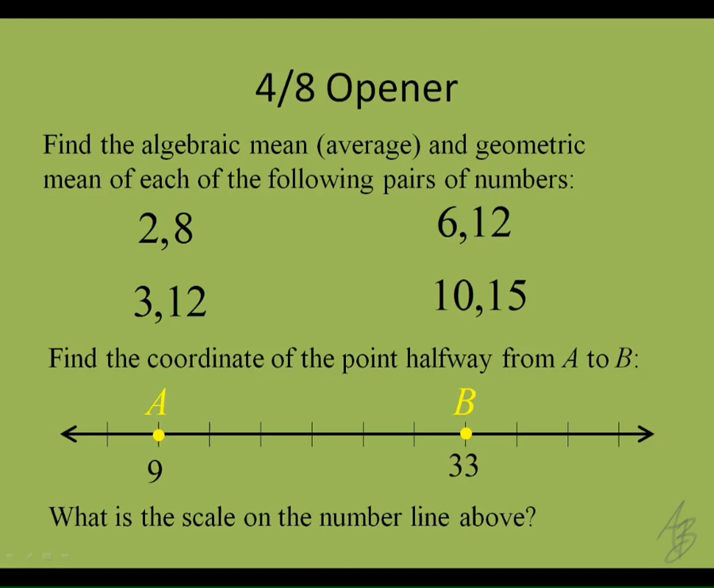Counted them off. And somebody be specific. Tell me what you did. Tiffany? I did 33 minus 9. Okay. And then I got 24. And what did that, in this picture here, what does the 24 represent? The distance between 9 and 33.